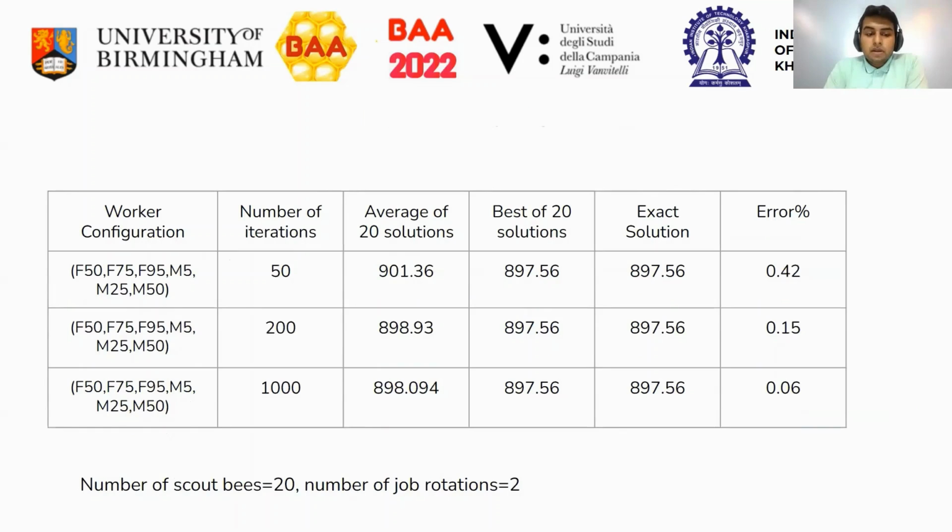In this table, we consider the change in error on increasing the number of iterations. The number of scout bees considered for this case is 20 and the number of job rotations is 2. At 50 iterations, the error is 0.42%. At 200 iterations, it becomes 0.15%. At 1000 iterations, it becomes 0.06%, gradually decreasing with increasing the number of iterations.